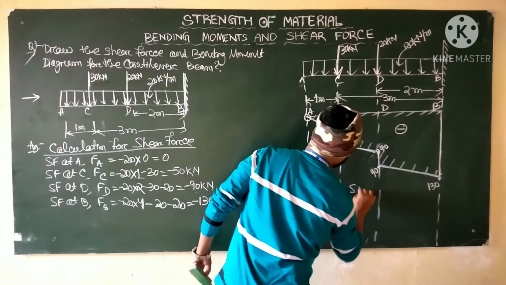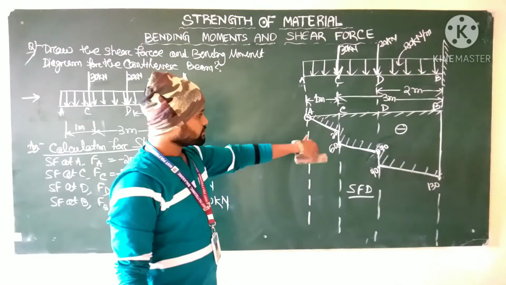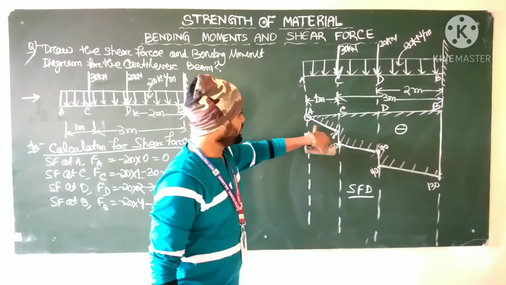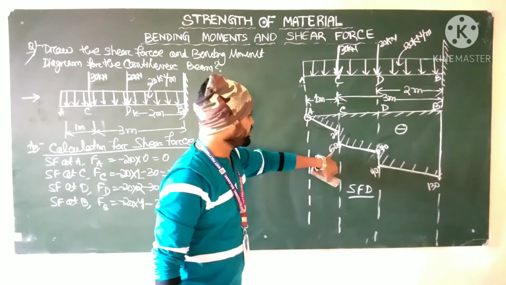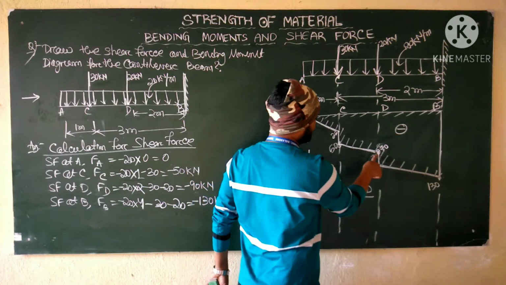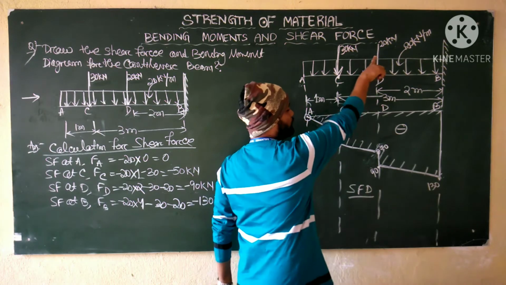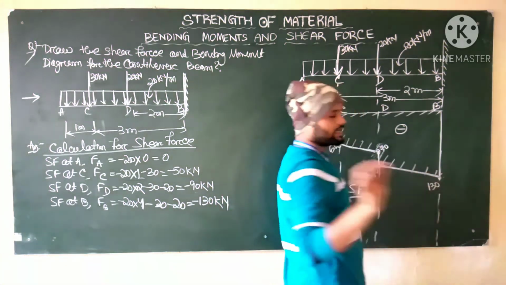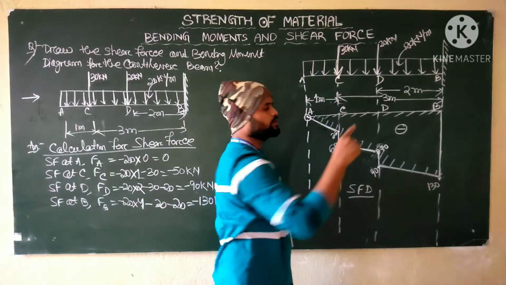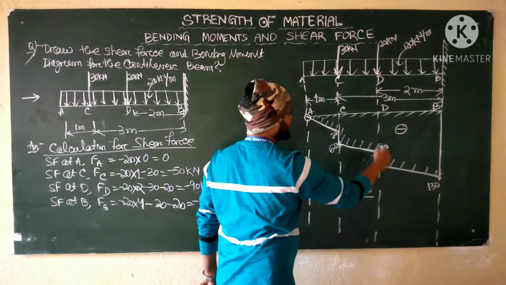Here is your shear force diagram. You will see from 0 to 20 it is an inclined straight line. After 20 to 50 it is vertical. Next, from 50 to 70 it is an inclined straight line. From 70 to 90 it is vertical due to the point load. And the last one is an inclined straight line. So when there is a point load, you will draw this amount as a vertical part.